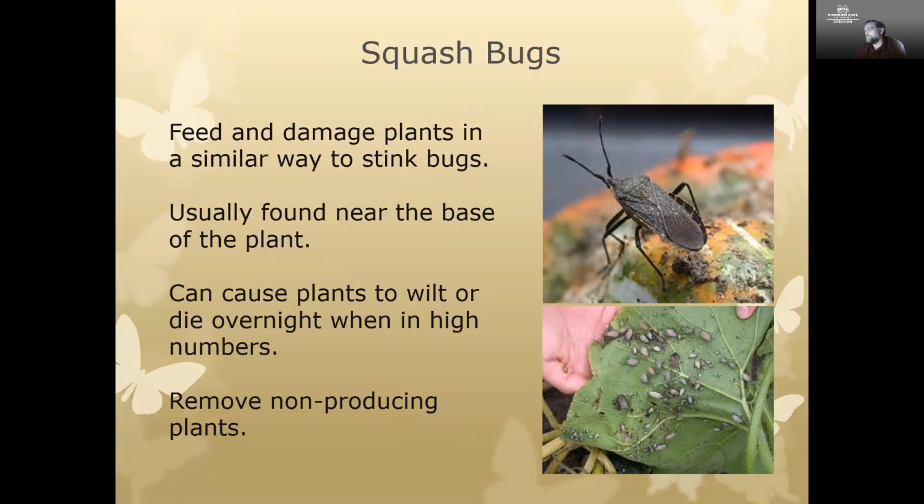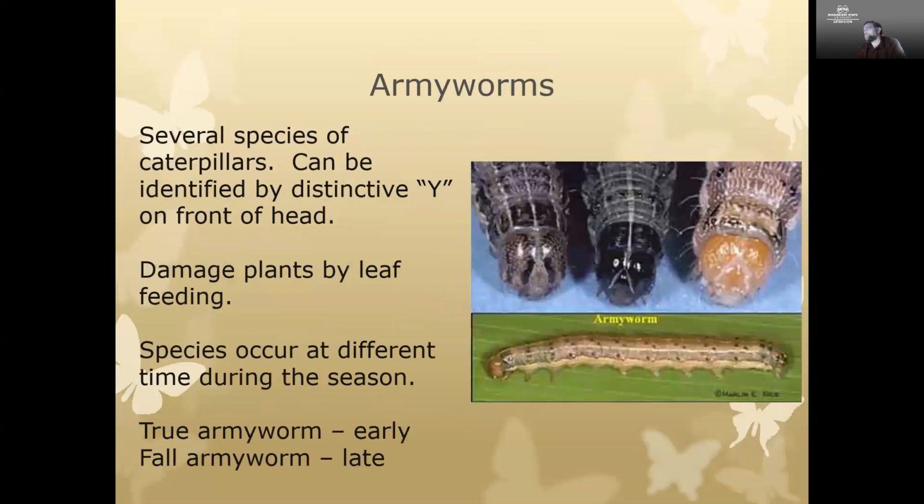If we don't manage them, because they can occur in large numbers, with all of them feeding on the plant, we can actually get plants wilting or dying overnight when the squash bugs are in high numbers. So we want to be really effective about managing these. Early malathion has been an effective way to do that. It's also a good idea, if you have plants in the garden that aren't producing, to remove those because they may serve as a source of squash bugs that can then move to other plants.